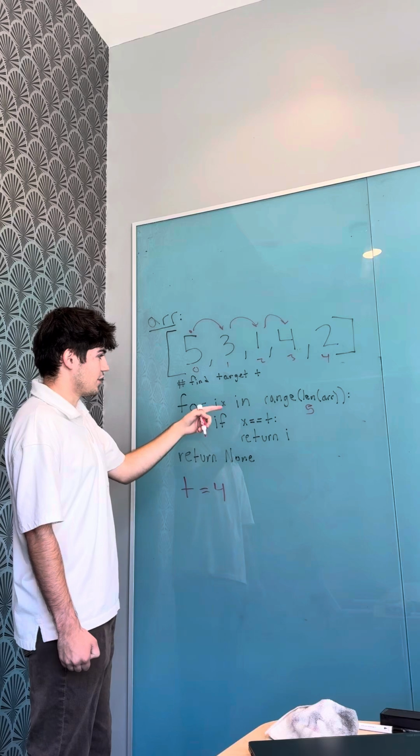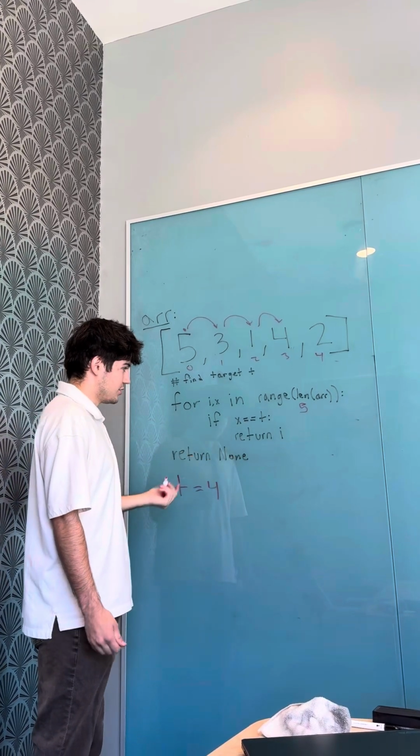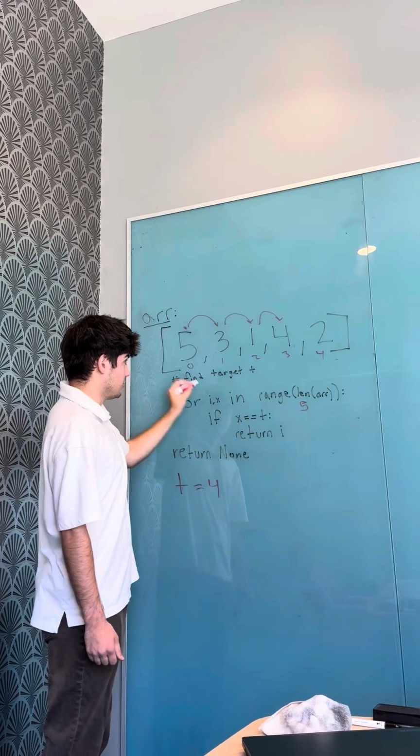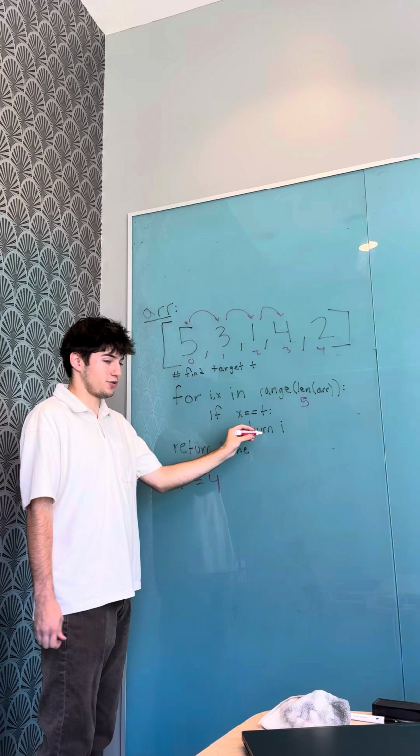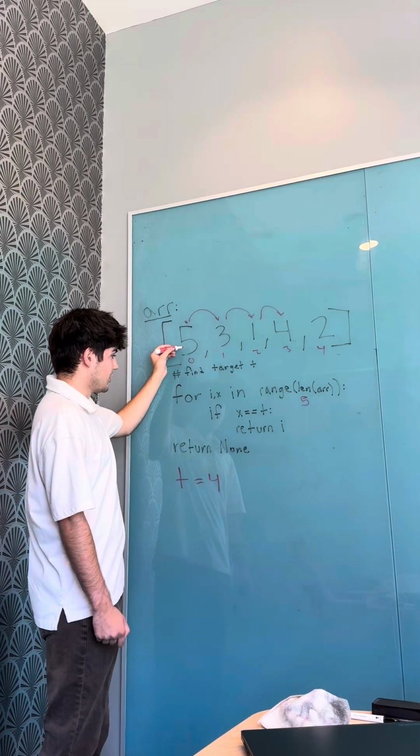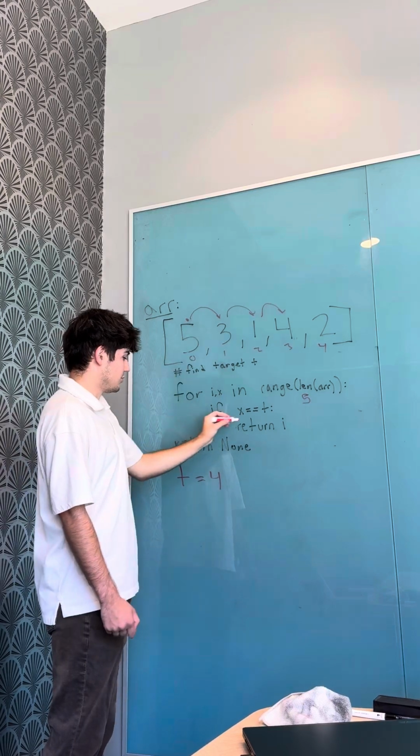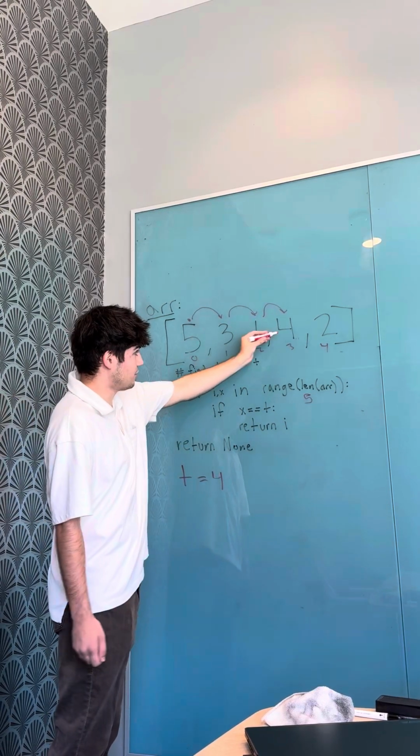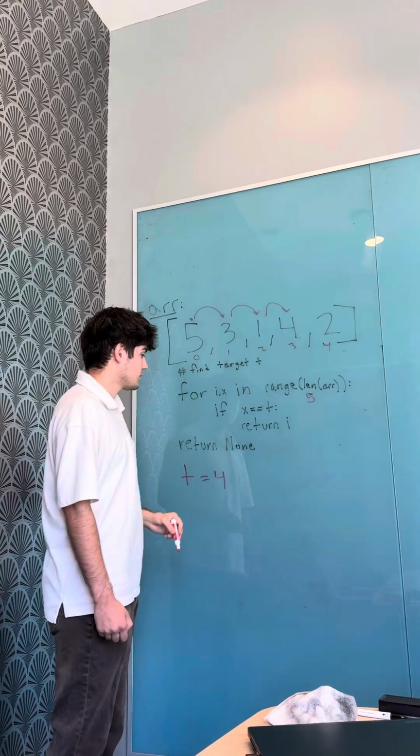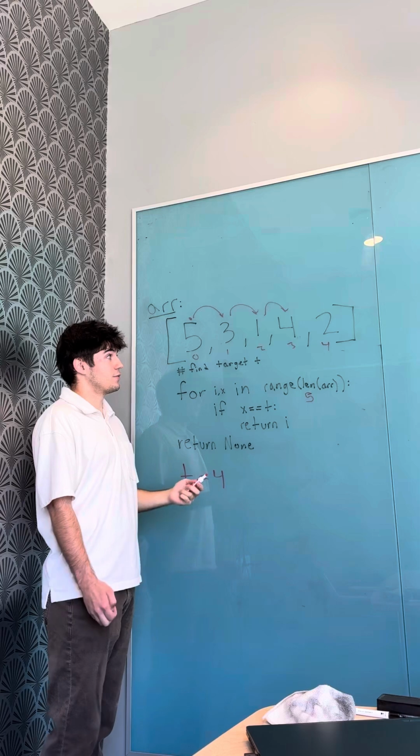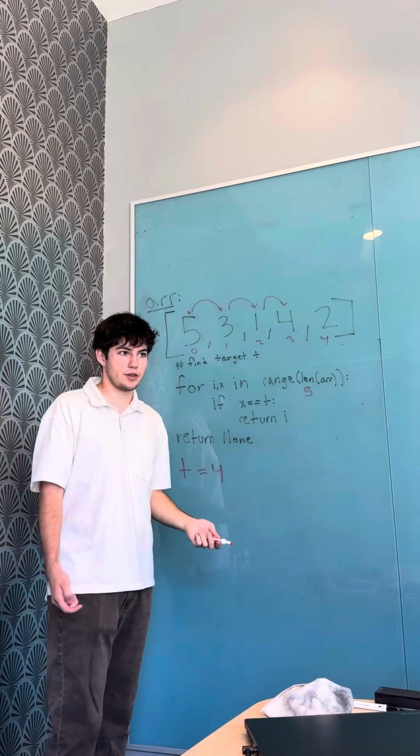So for i, x in range length R, if x equals t, return i. What does this mean? If our given value, starting at 5, equals our target, which is 4, we'll return the index, right? Here that's not true, so we go back to our loop and go again. 3, does 3 equal 4? No, we keep going. 4, does 4 equal 4? Yes, so we return this index. And then return None just means that if our target variable isn't in the array, we return None, which in Python is like null.